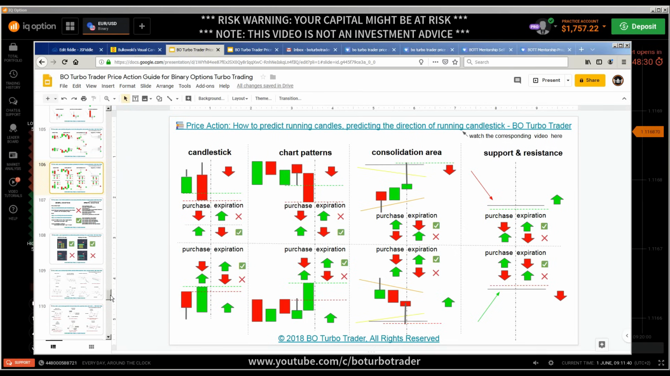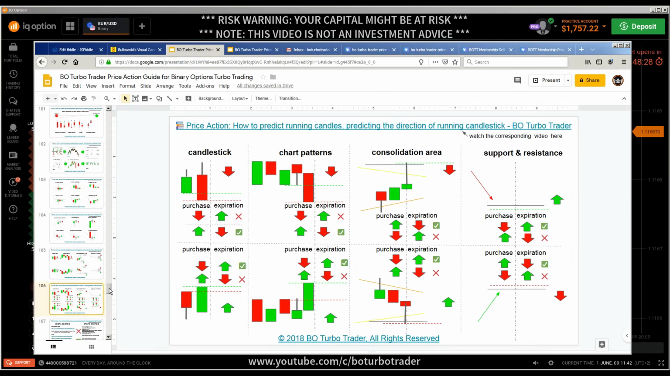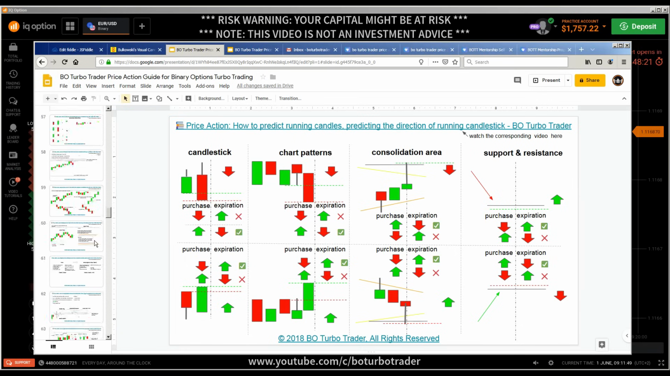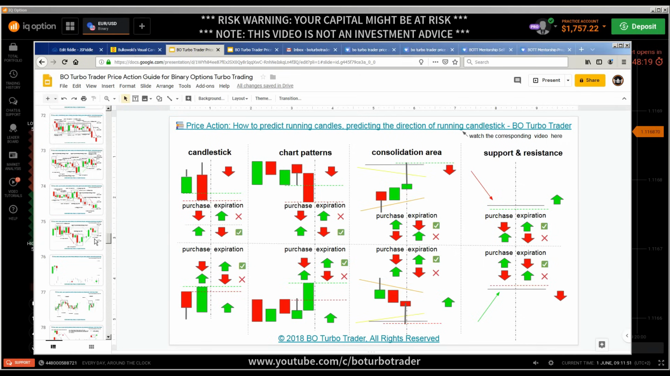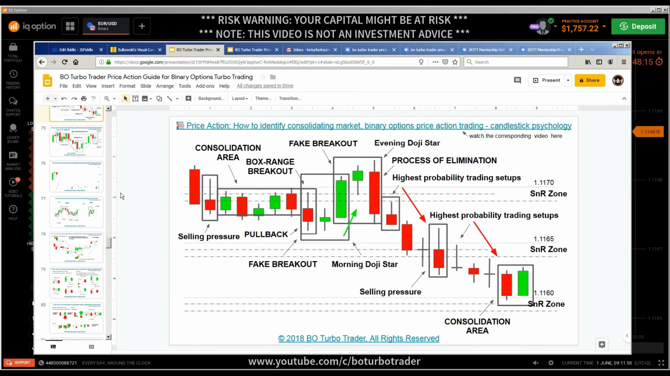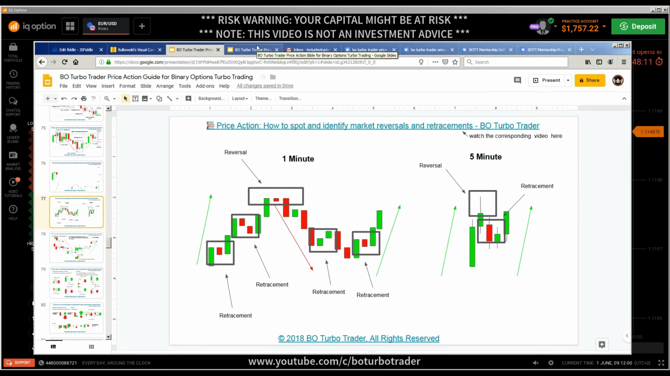You can do this not only with the price action guide, you can also do this with the price action Bible. I can show you this immediately. The price action Bible has much more detailed information about this. Let me show you the price action Bible.